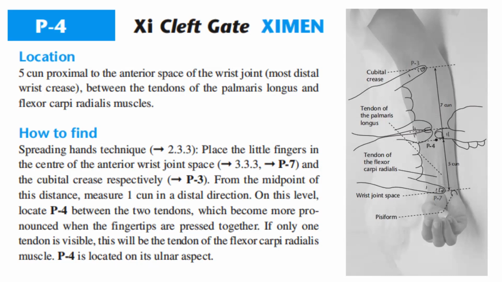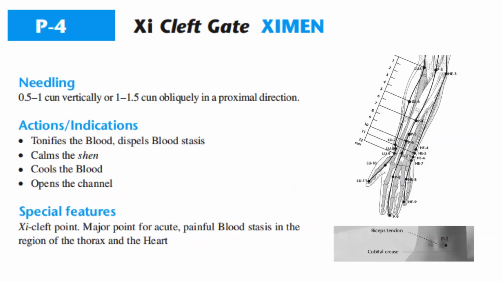On this level, locate Pericardium 4 between the two tendons, which become more pronounced when the fingertips are pressed together. If only one tendon is visible, this will be the tendon of the flexor carpi radialis muscle. Pericardium 4 is located on its ulnar aspect. Pericardium 4 is needled 0.5 to 1 Cun vertically or 1 to 1.5 Cun obliquely in a proximal direction.